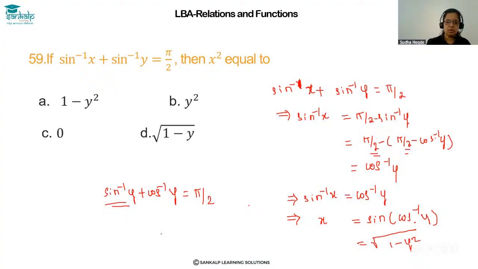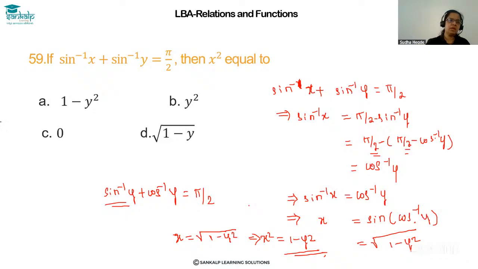Now x is equal to square root of 1 minus y square. That implies x square is equal to 1 minus y square. X square is equal to 1 minus y square. So check the option. Which option?